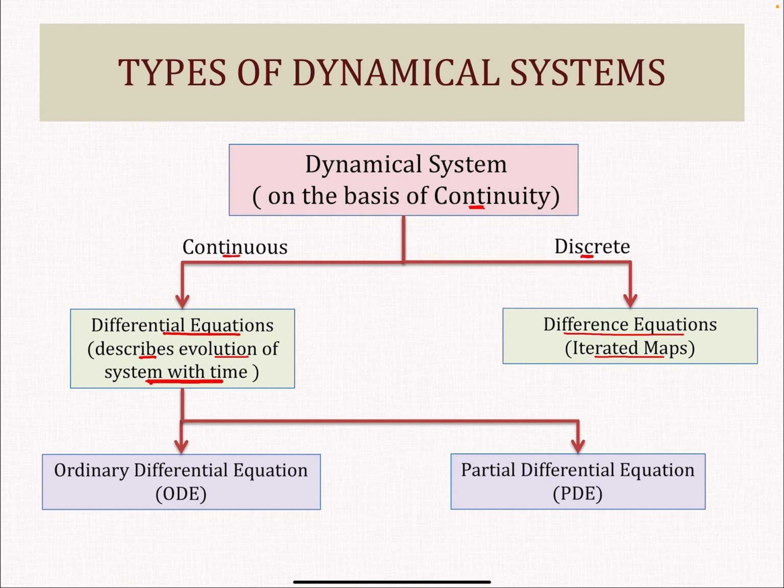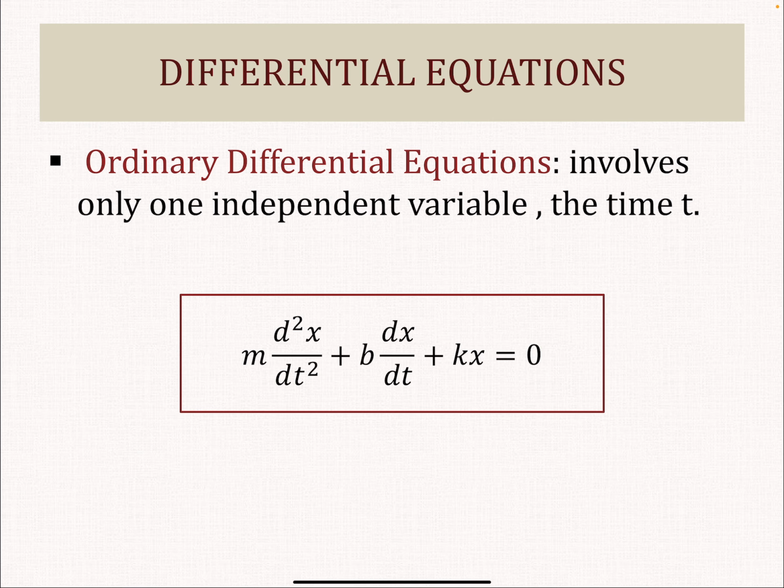Differential equations also can be of two types. One is the ordinary differential equation and the other is the partial differential equation. Ordinary differential equations are equations that involve only one independent variable. Here is the example. Here time is the only independent variable. The order may be more than 1, 2, 3, but the independent variable is only one. Such systems can be defined using ordinary differential equations.